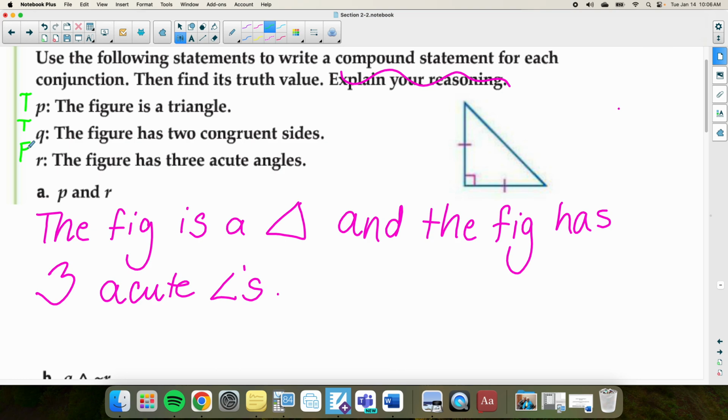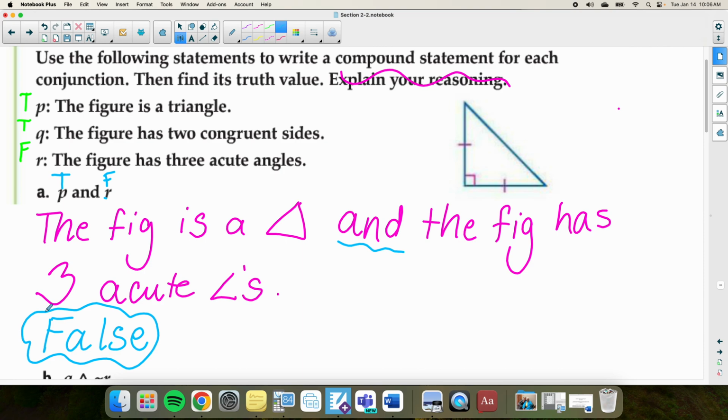Now I have to determine if this is true or not. P was true, so I'm gonna write that there. R was false. For an "and" to be true, they both have to be true. One of them is not true, so my overall is false. When you do these, you're gonna write out the statement and then determine if it's true or false. You can certainly use T and F if you want to.